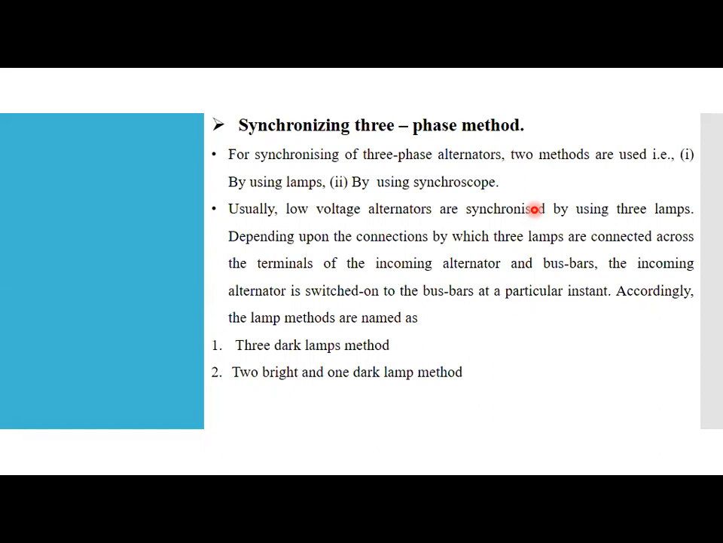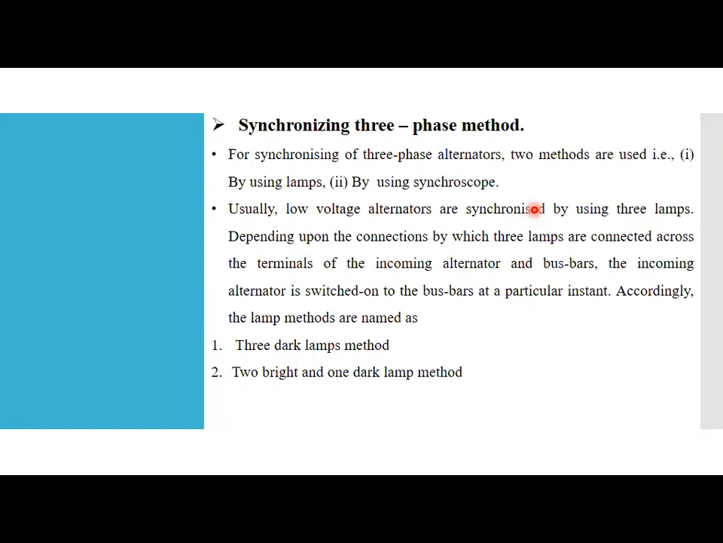So we have to match the frequency, the voltage, the phase sequence, and the phase difference. All the things we have to match. That's why synchronizing is very important. The synchronization of a single phase alternator we already learned in the last lecture, yesterday's lecture. Today we have to learn about the synchronization of the three phase alternator.